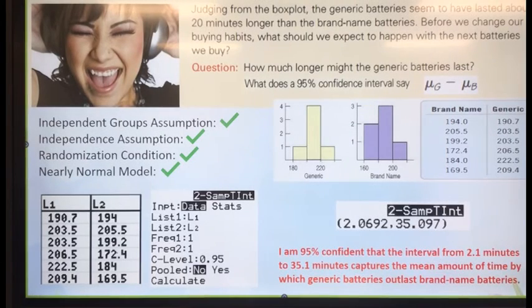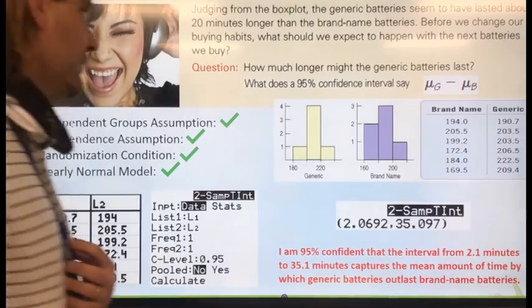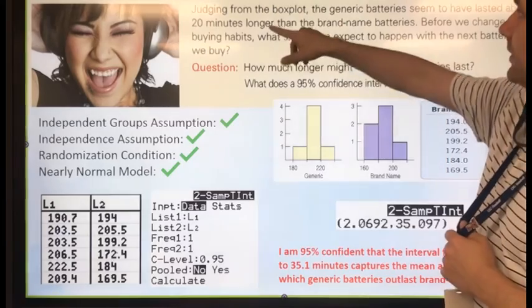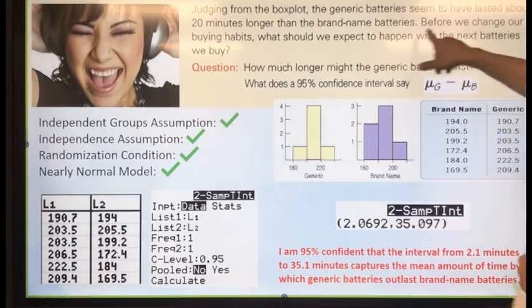So there we go. My interval with 95% confidence is between 21 and 35. I'm 95% confident that the interval from 21 minutes to 35 minutes captures the mean amount of time by which the generic batteries outlast the brand batteries. That's what this is telling us. How much longer do the generic batteries last than brand batteries? Well, I'm pretty confident it's between 21 and 35 minutes longer. Based on what's going on, well, it's not saying what's being done, but I guess they're listening to music. Put them in headphones. How long do those batteries last?